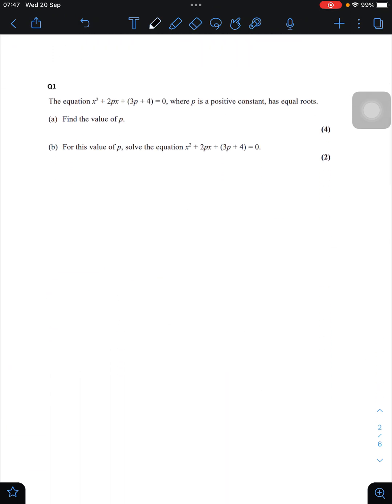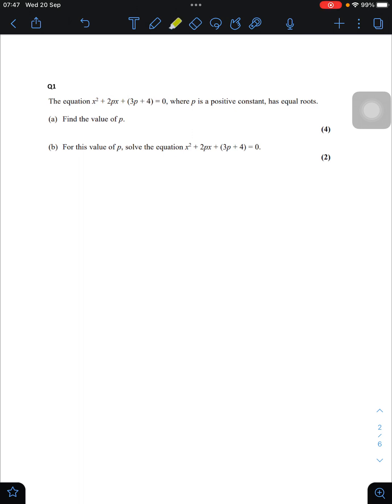So question 1, the equation x squared plus 2px plus 3p plus 4 equals 0. Just note that this part here will be your constant. The 2p is your value for b, and in this case a is 1. But it's important to note that p is treated as a constant here, and therefore it's included in your c. So find the value of p, where p is a constant and has equal roots. So equal roots is the key part of the question.